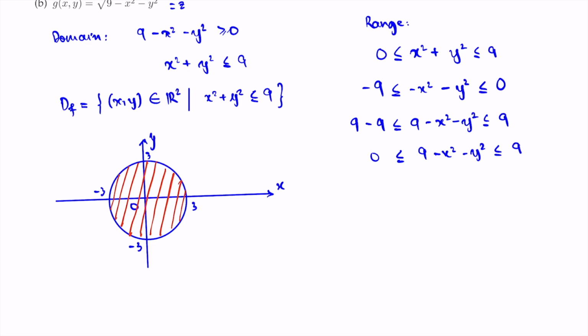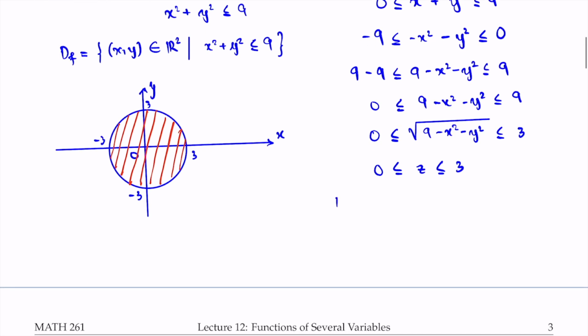And then you can take the square root of this inequality and you get 0 less than or equal to the square root of 9 minus x squared minus y squared less than or equal to 3, or this is technically z between 0 and 3. Therefore, the range of the function is the set of all values of z on the real line such that z is between 0 and 3, including the endpoints. In interval notation, the range of the function is [0, 3].